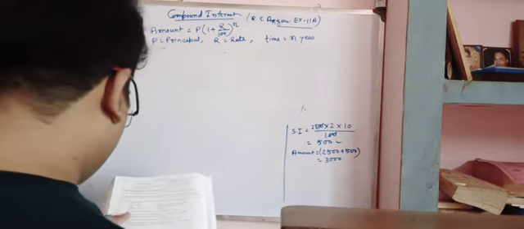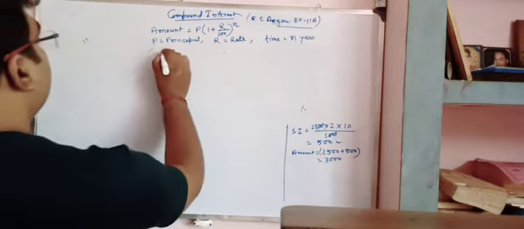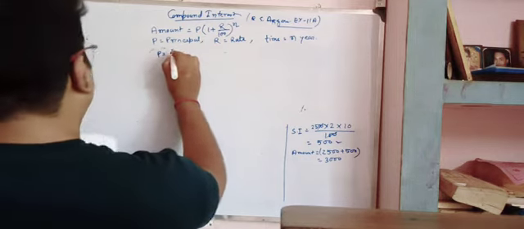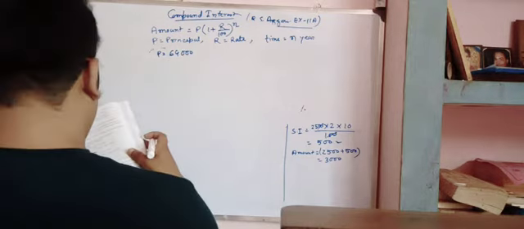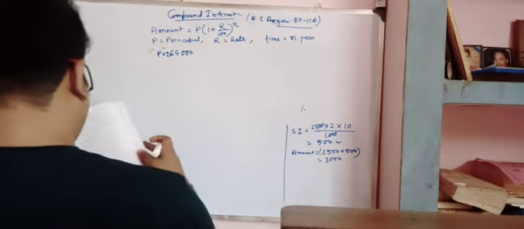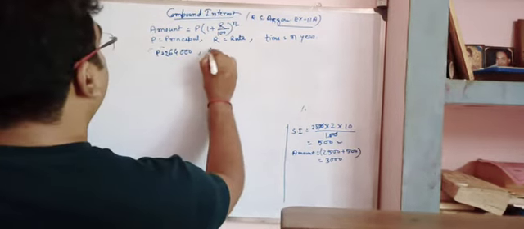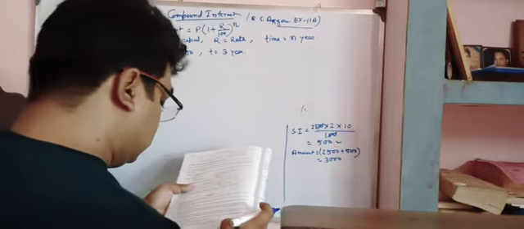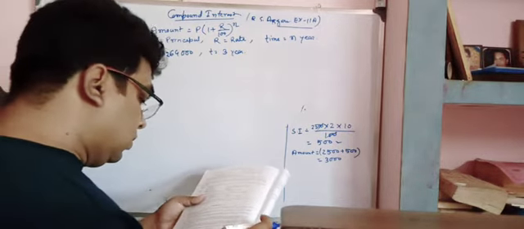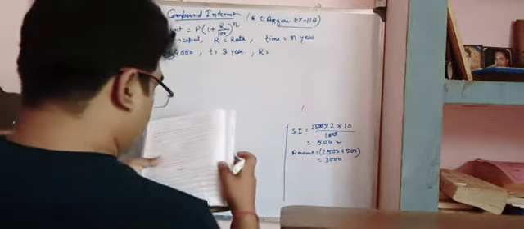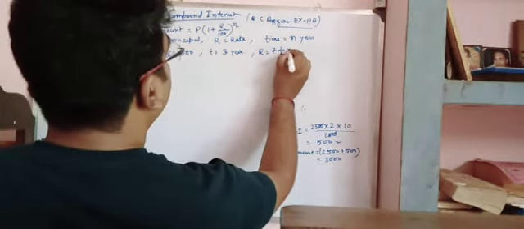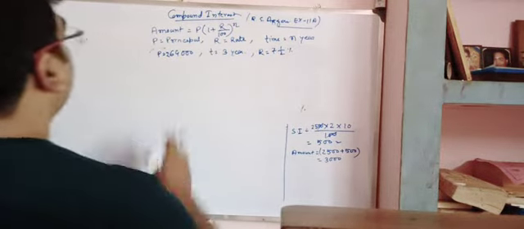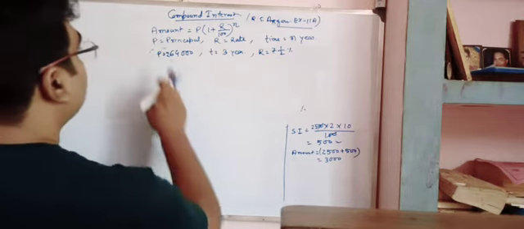So here P is equal to 64,000 rupees. Time T is equal to 3 years, and rate is equal to 7 whole 1/2%. Okay, so we again apply the formula of amount. We have to find the amount, not the compound interest, so directly we have to find the amount.